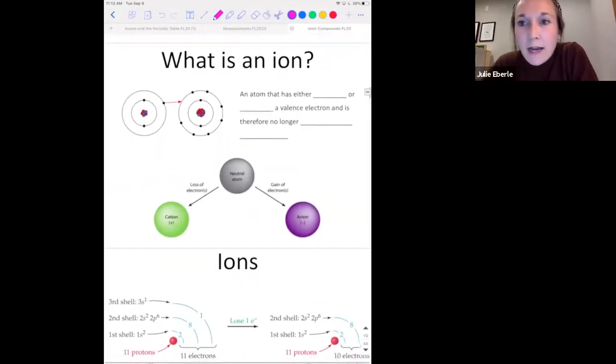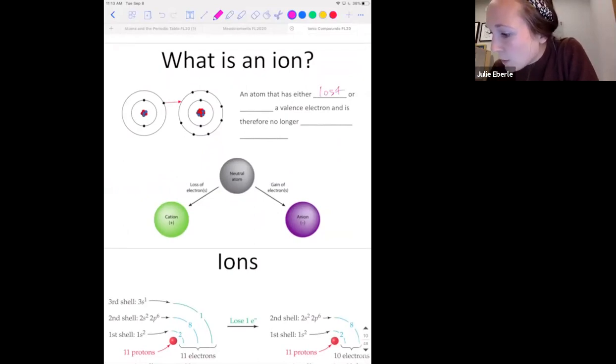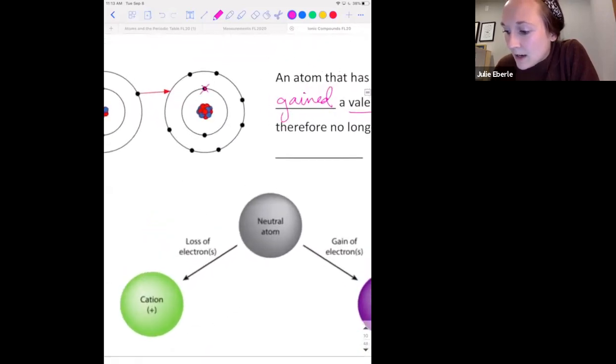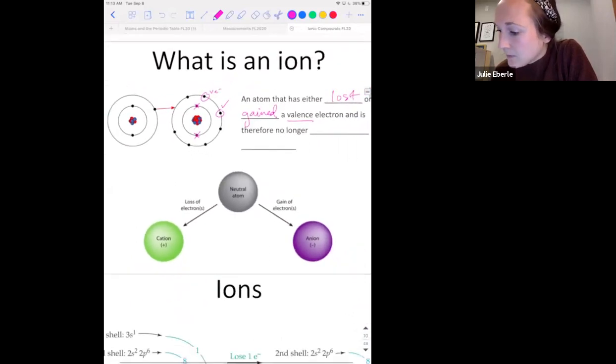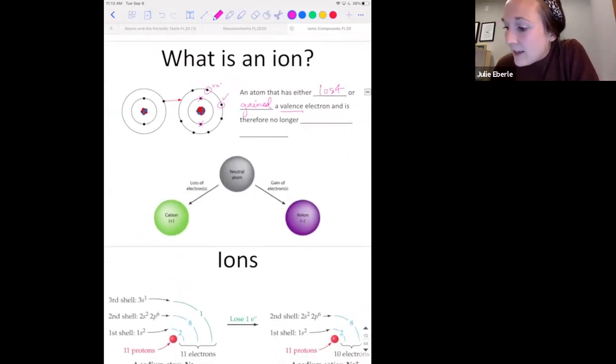All right, so we've talked about why ions are important, but what is an ion? All right, so maybe you've picked up on it by now, but it's an atom that has either lost or gained a valence electron, not just any electron. We talked about what valence electrons are. They're electrons in the outermost shell. So if I zoomed in on this picture, these electrons are not valence, but everything on the outside, these are valence. This is a valence electron, okay? But the ones on the inner circles are not. So it's an atom that has either lost or gained a valence electron and is therefore no longer electrically neutral.